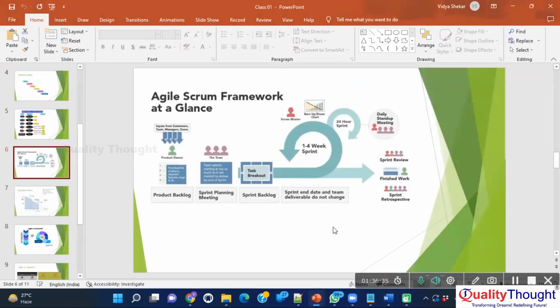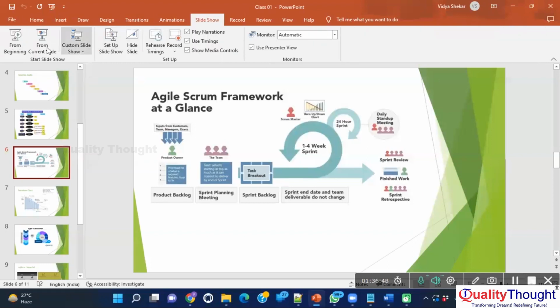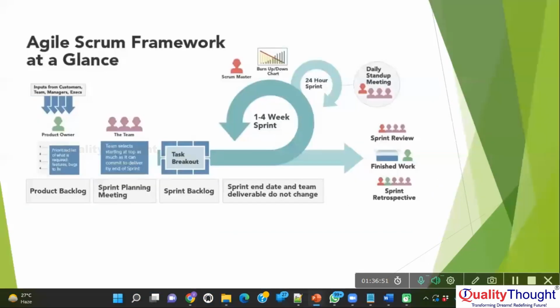Then you have something called the sprint backlog. What do you mean by product backlog? Product backlog is nothing but the list of all your requirements. It is called the product backlog.